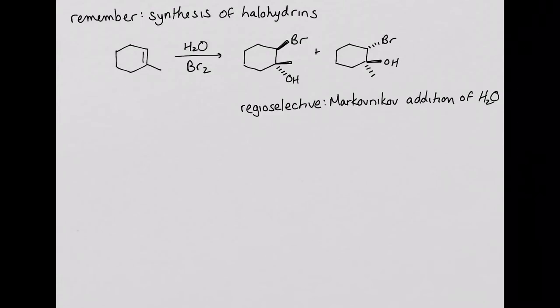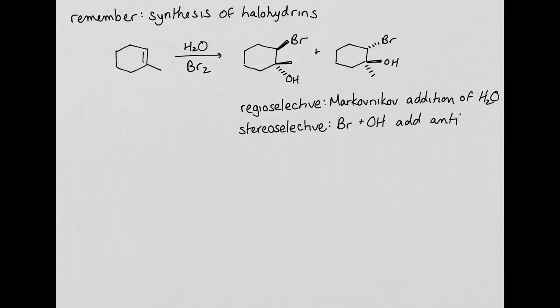We also see that the synthesis of halohydrins is stereoselective. The bromine and the hydroxyl group add anti to one another. Remember that this mechanism goes through the halonium ion. This is what results in the regioselectivity and stereoselectivity of the mechanism. Take a moment to pause the video and make sure that you can draw out the mechanism that predicts both of these specific stereoisomers of the products.